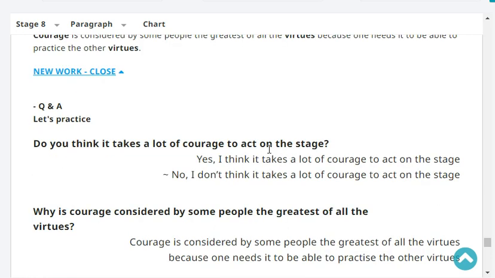Let's practice. Do you think it takes a lot of courage to act on the stage? Yes or no? Yes. I think it takes a lot of courage to act on the stage.